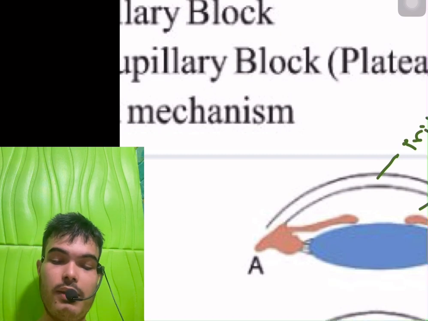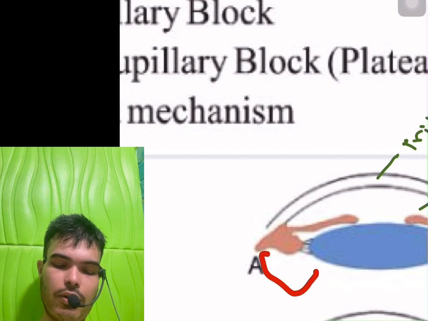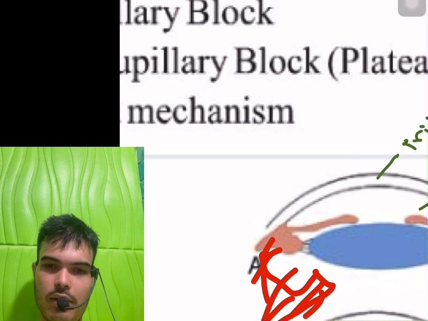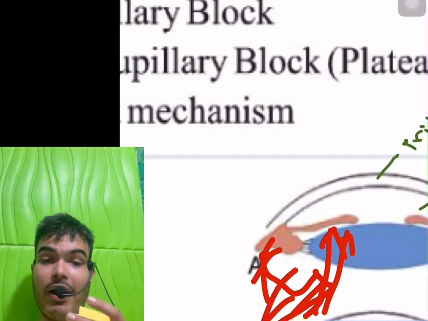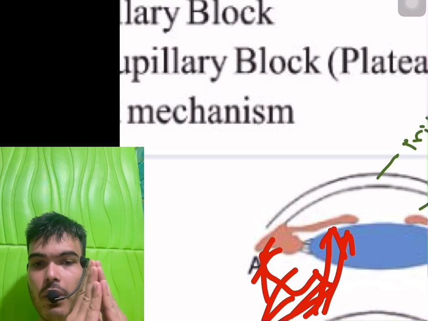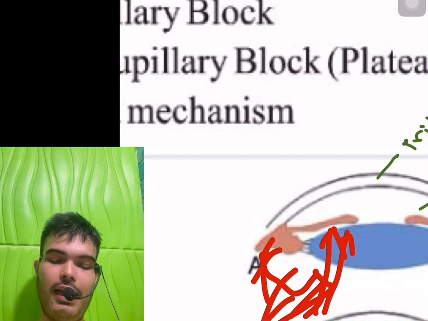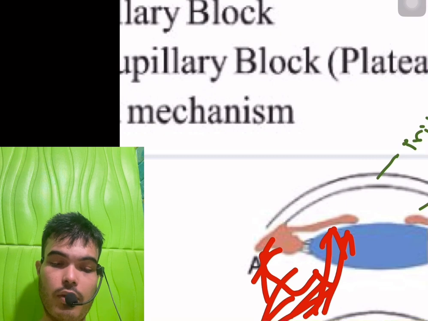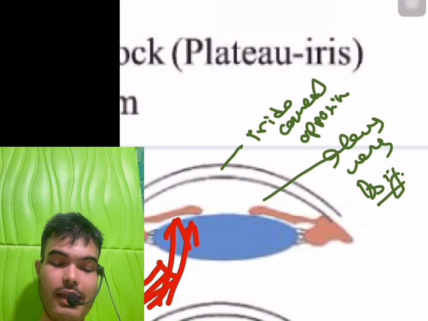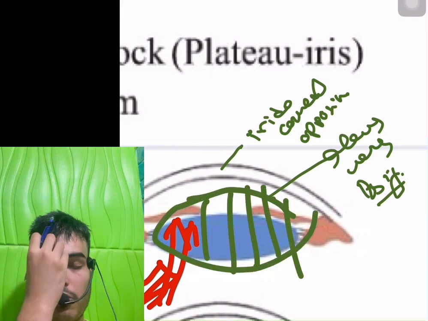Number 3, what's posteriorly over here? You have your choroid, right? If I just push your lens forward, the lens is like a biconvex structure. What if you have a much thicker lens? If the lens is too thick, too large a lens, that might also close the angle, right?